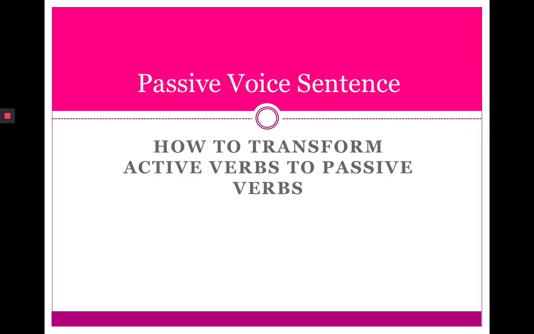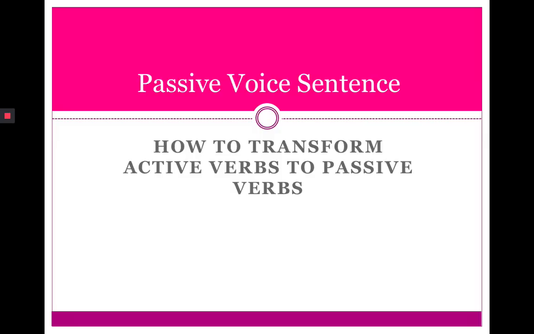Like I said just now, we know past tense, we know present tense, right? So we know active sentence. Now this is passive sentence. Most of the time we use active sentences for present tense and past tense. But there is also another form of sentence which is called passive voice sentence.